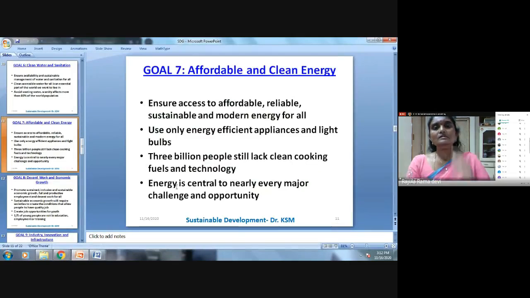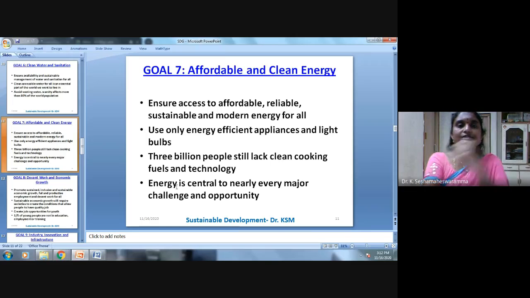Affordable and clean energy is mandatory to all, everybody. It is a major challenge and opportunity to get renewable energy here.